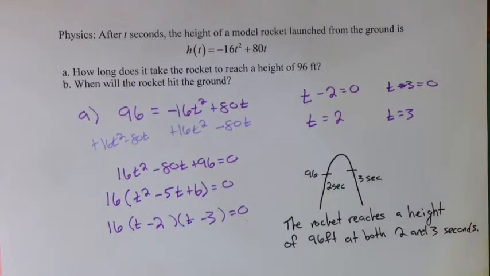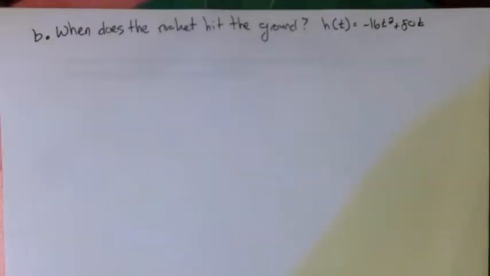And now that I've convinced myself that my answer makes sense, I can go ahead and write it down as a complete sentence. The rocket reaches a height of 96 feet at both 2 and 3 seconds. Now we still have a part B to answer for this question. It asks, when does the rocket hit the ground?